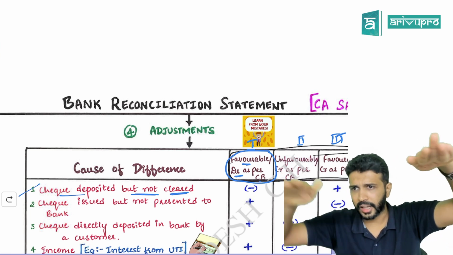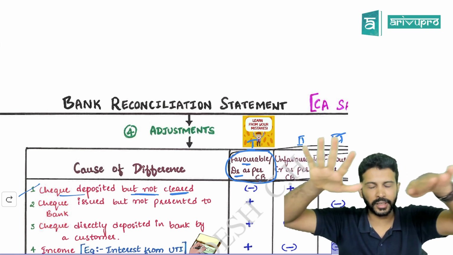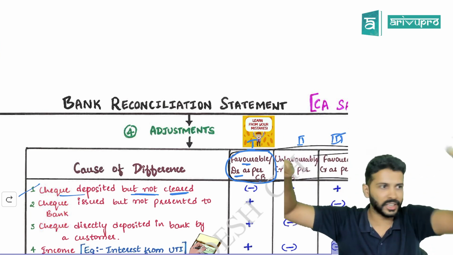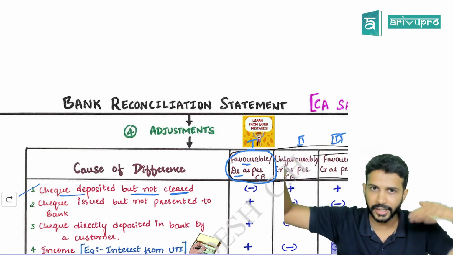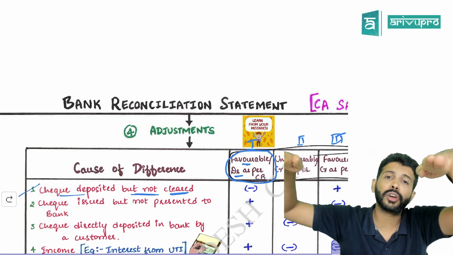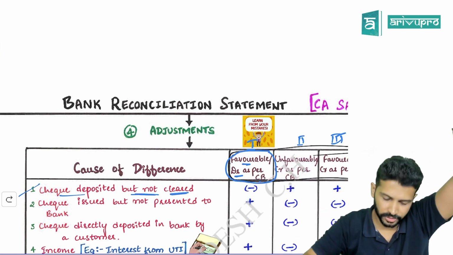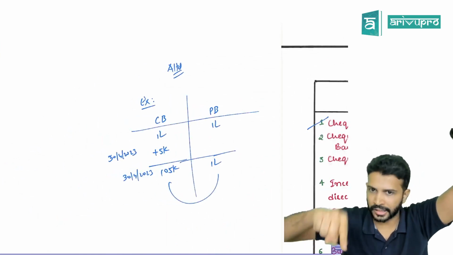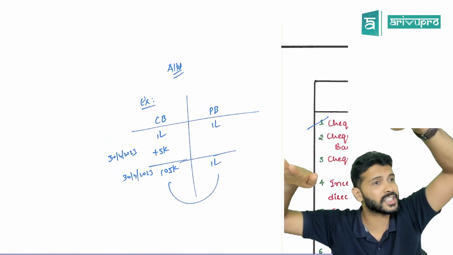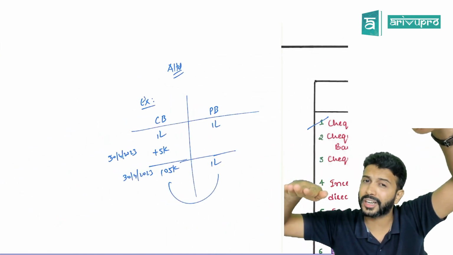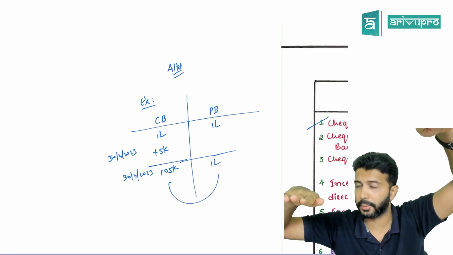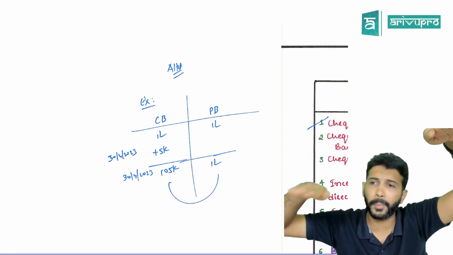Everyone understood? Tell me that scenario once again. Cash book, passbook. You received a check from your debtor. Because of this, your cash book balance has increased. Just now I proved it to you with an example. You passed the journal entry, so your cash book balance has increased. But did you deposit that check or not yet deposit? Not yet deposited.